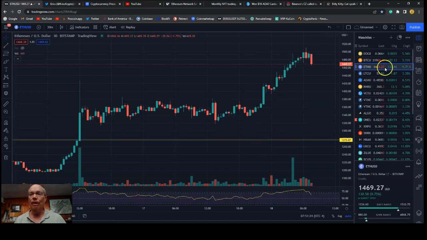Ethereum up 10% over the past 12 hours. This is a big gain by Ethereum following the gain that it had a couple days ago. So Ethereum trading very strong. We'll get into that in a minute.